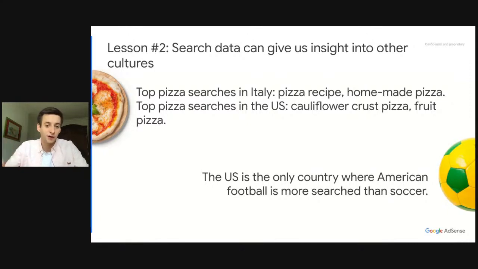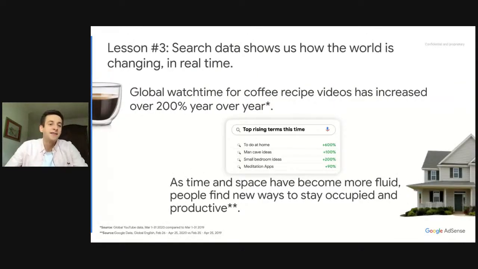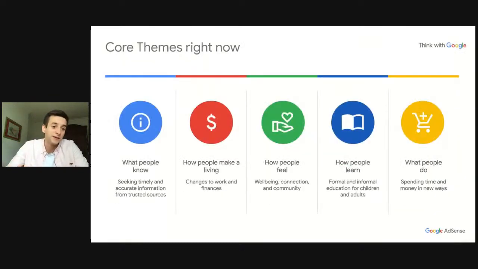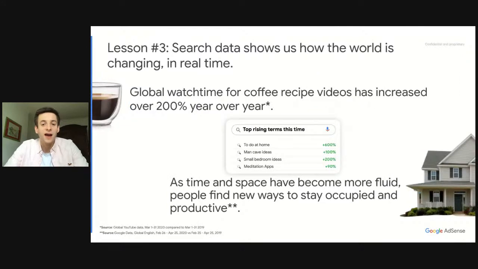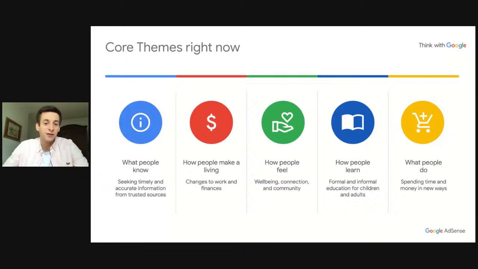Again, the last and third lesson is that the search data shows us how the world is changing in real time, how consumption methods evolve, what people do really in real time. So, for instance, global watch time for coffee recipe videos has increased over 200% year over year for quite some time. And if we look at what people are actively searching for at the moment, with the specific condition of course, the COVID, people have been looking for things to do at home, but also other searches that are quite interesting.